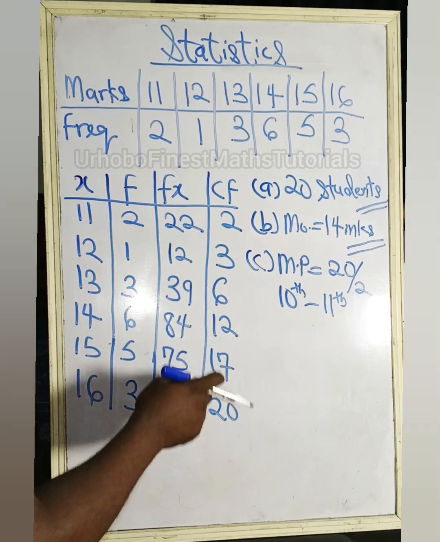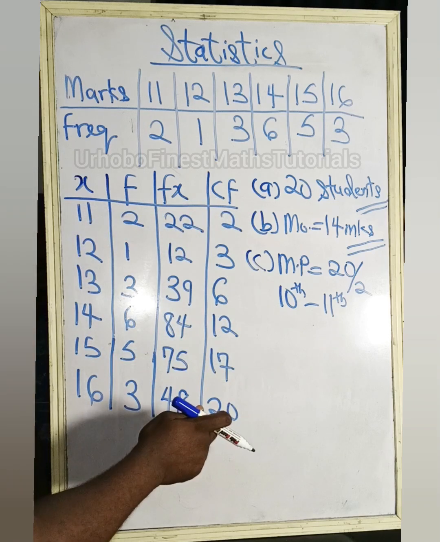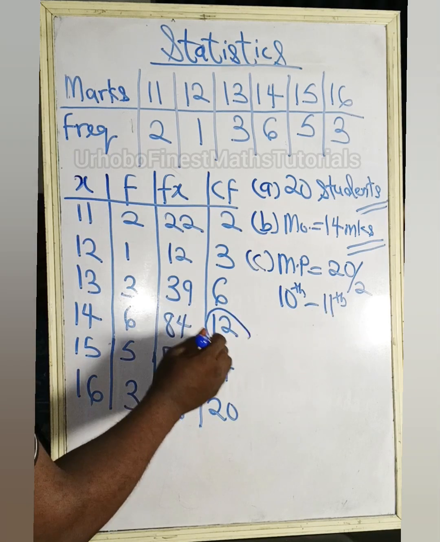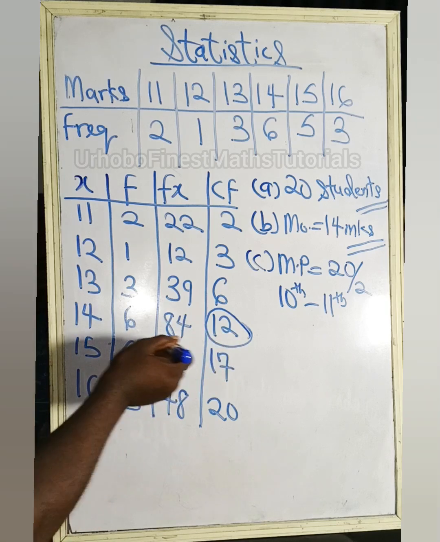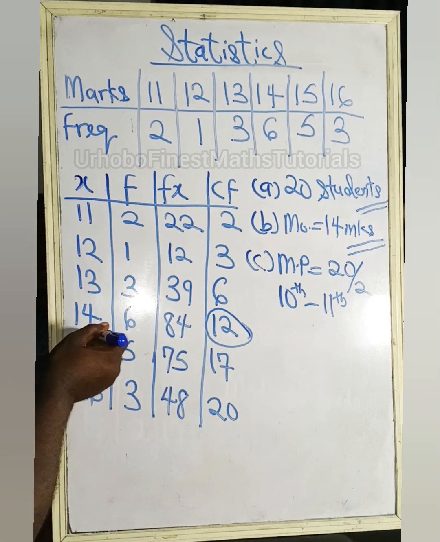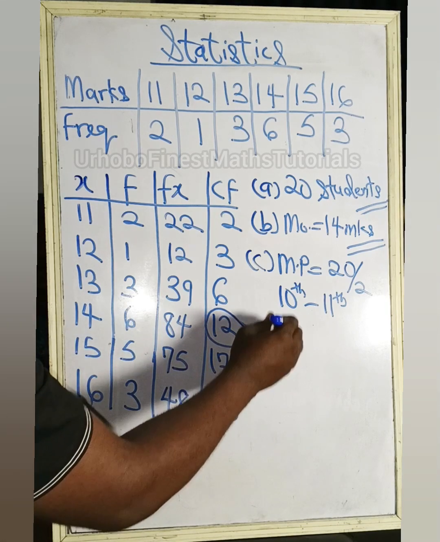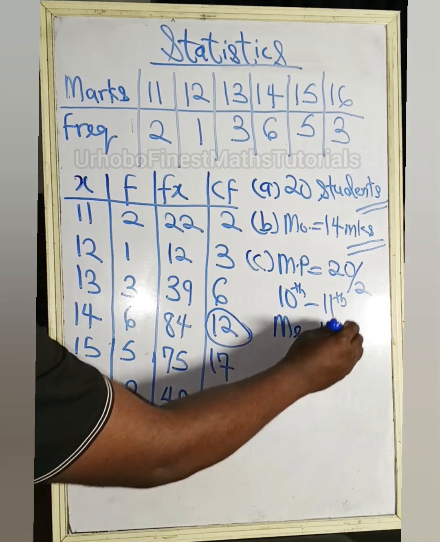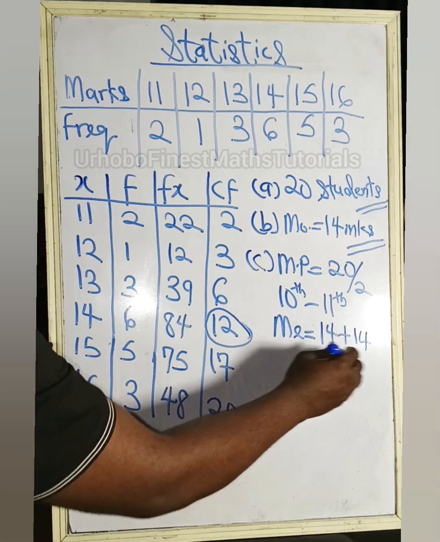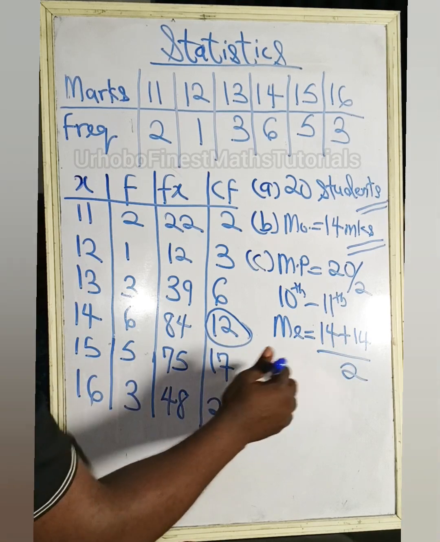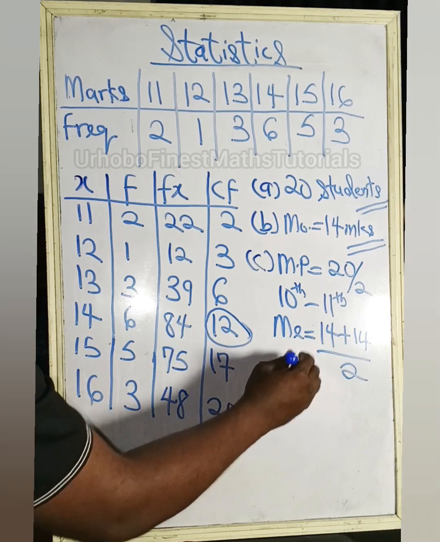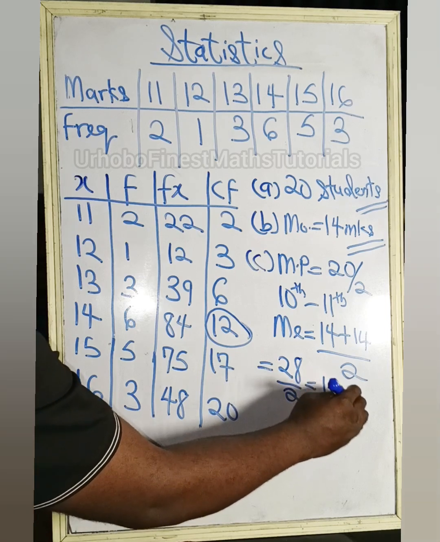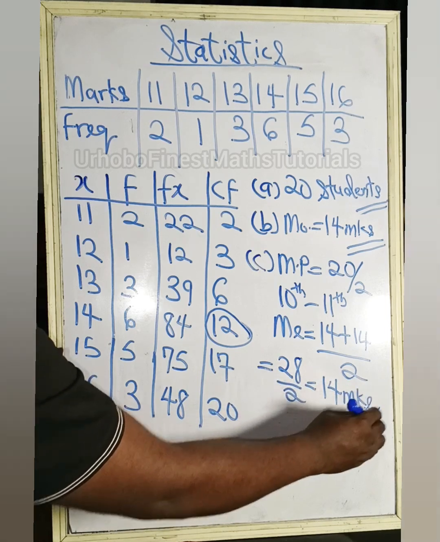So how do we get the median? On this cumulative frequency column, where can we find 10 to 11? Somewhere around here. Okay, so we'll trace it to the left. It means that the median mark is going to be 14 marks. Median, ME for short, is 14 marks plus 14 marks divided by 2. That equals 28 divided by 2. So the median mark is 14 marks also. All right, so this is our answer.